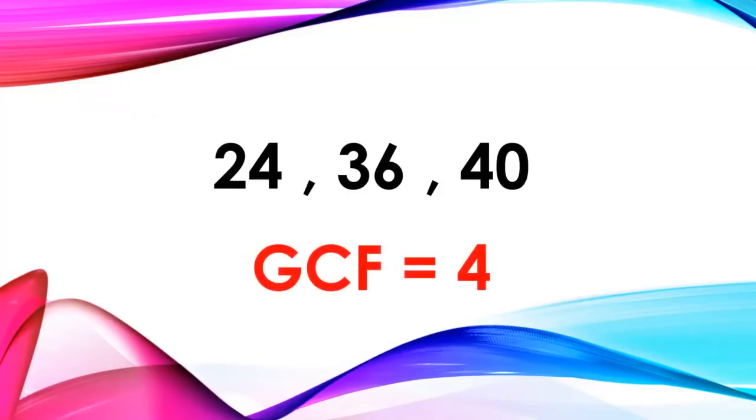How about 24, 36, and 40? So the GCF is 4. Okay, so 24 is divisible by 4. 36 is divisible by 4. 40 is divisible by 4.